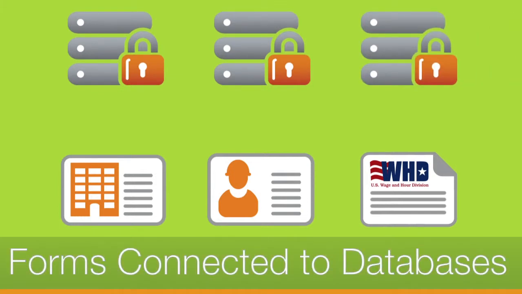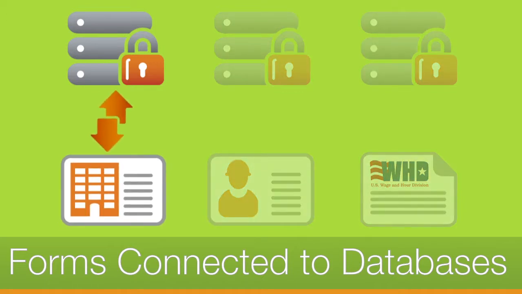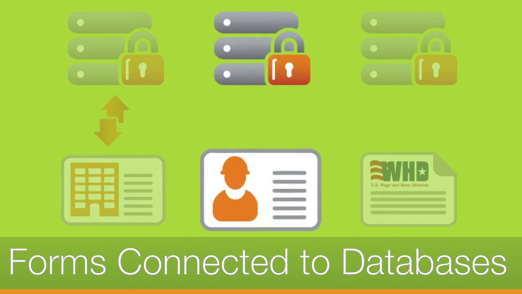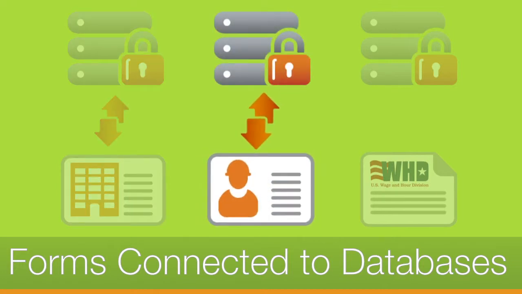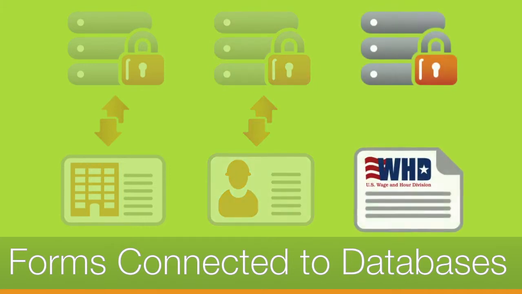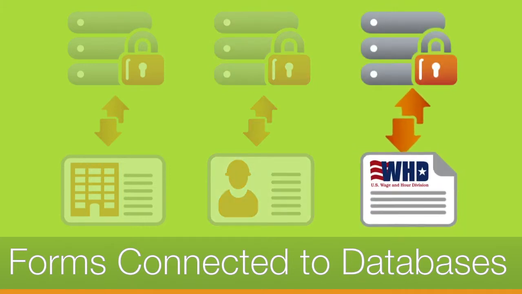The forms are connected to the databases. The company form sends information to be stored in the company database. The employee form sends information to be stored in the employee database. And the WH-347 form sends information to be stored in the WH-347 database.